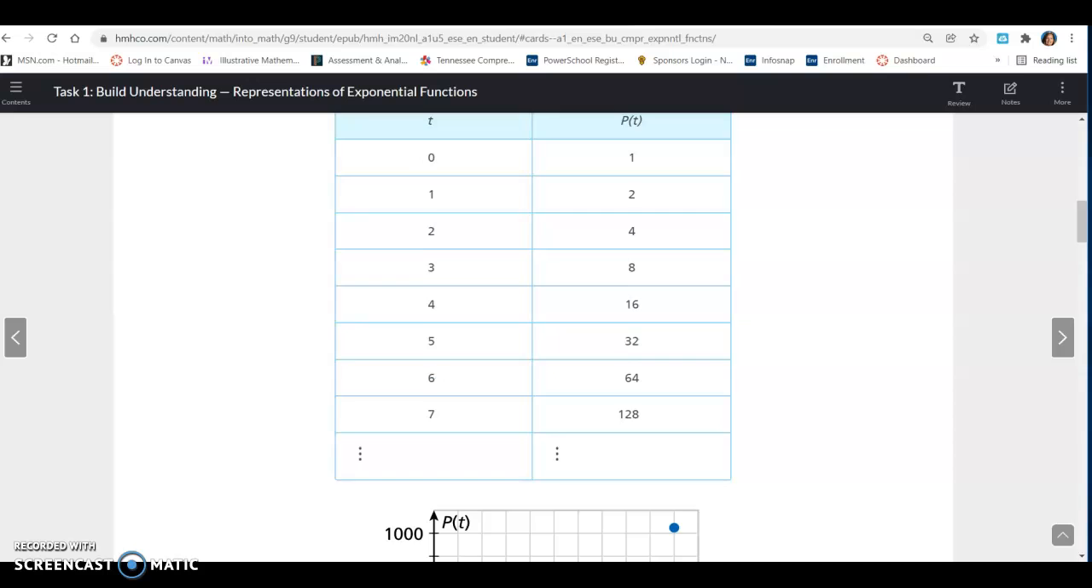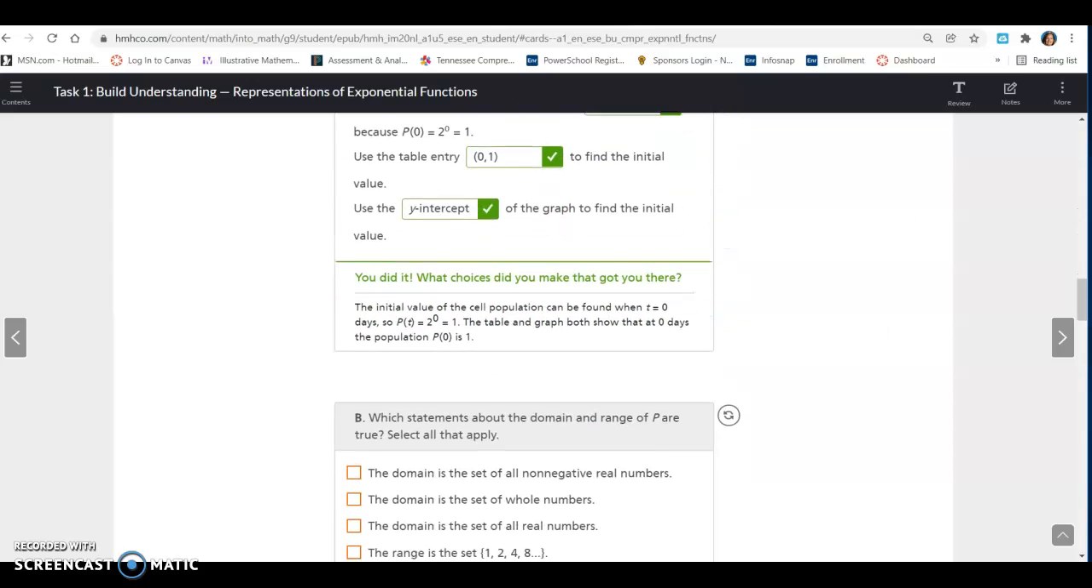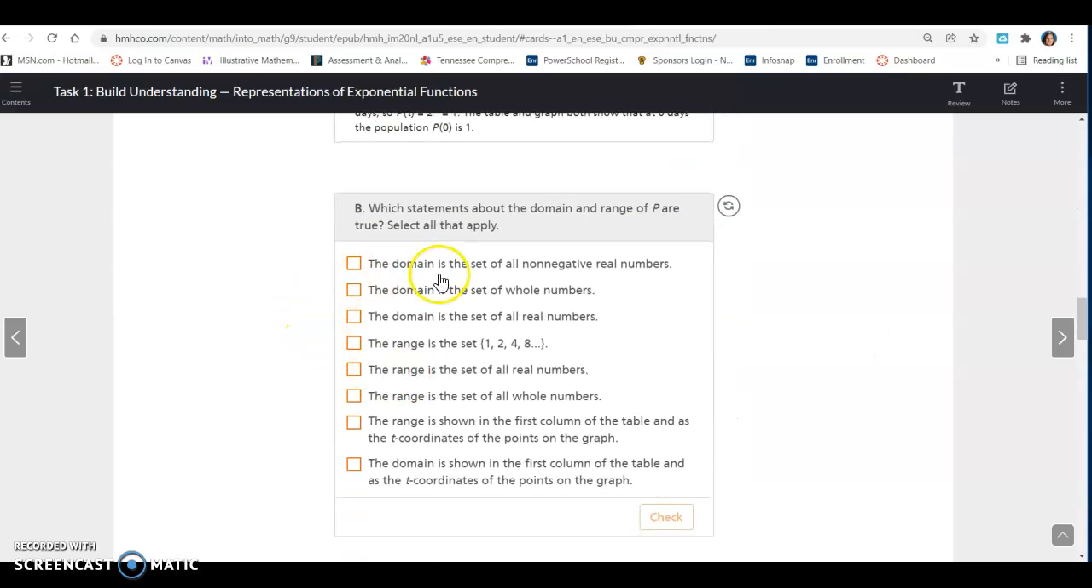So we're looking at time in days, and that would be our domain. So our domain is time in days. So the domain is a set of all non-negative real numbers. The domain is a set of all whole numbers. So we're going to say whole numbers. The only difference between non-negative and whole numbers would be this one doesn't include 0. So we're going to include 0 because you can say 0 days. And the domain is a set of all real numbers. Normally that would be the case, but we're talking about cell division, so that doesn't work in this case.